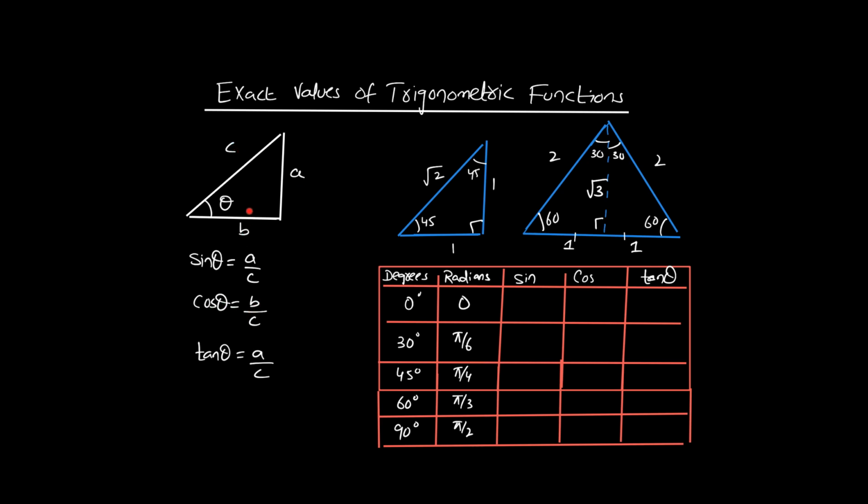Cos theta is a ratio of the adjacent over the hypotenuse, B over C. And tan theta is a ratio of the opposite over adjacent, A over B.